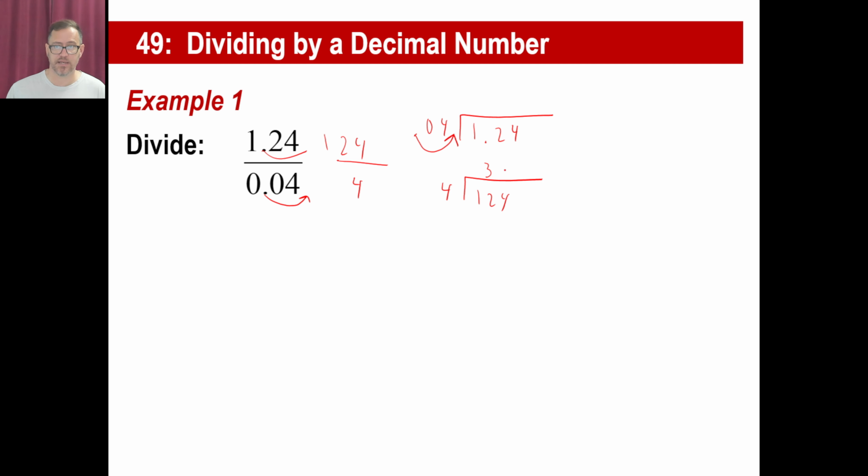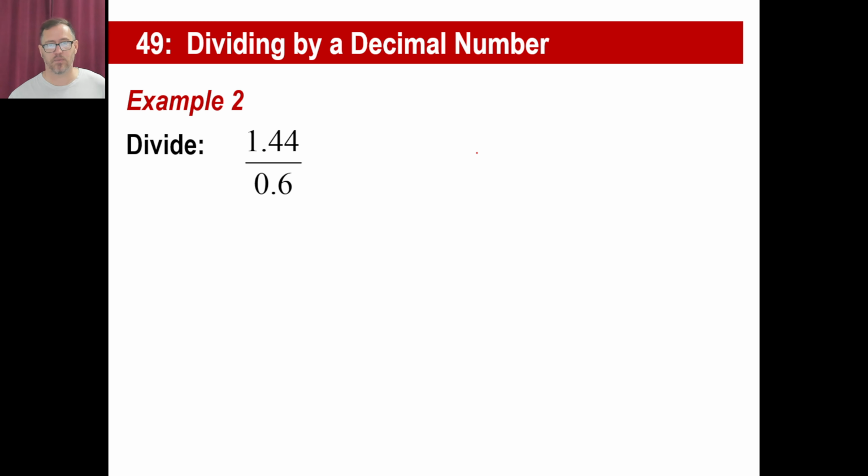So that's going to be 3, and then there'll be 1 there. Just make it easier for yourself to get rid of the decimals and just make these integers, whole numbers, so you can mess around with them a little bit better. All right, let's try another one.